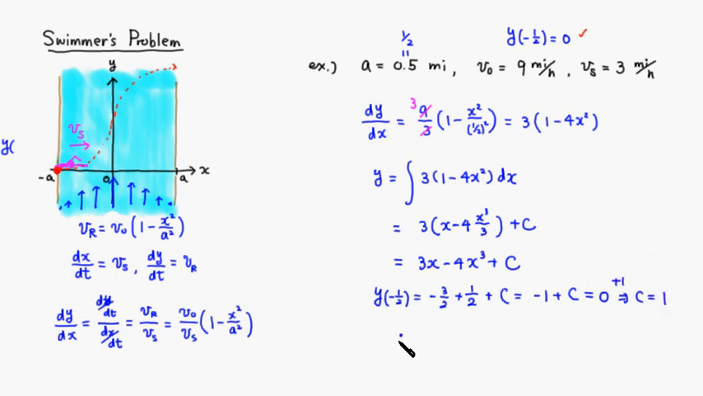Therefore, we can find the swimmer's path, which is y equals 3x minus 4x cubed plus c, which turns out to be 1. So this is the equation for the swimmer's path. Alright, that's it. I hope that this was clear.